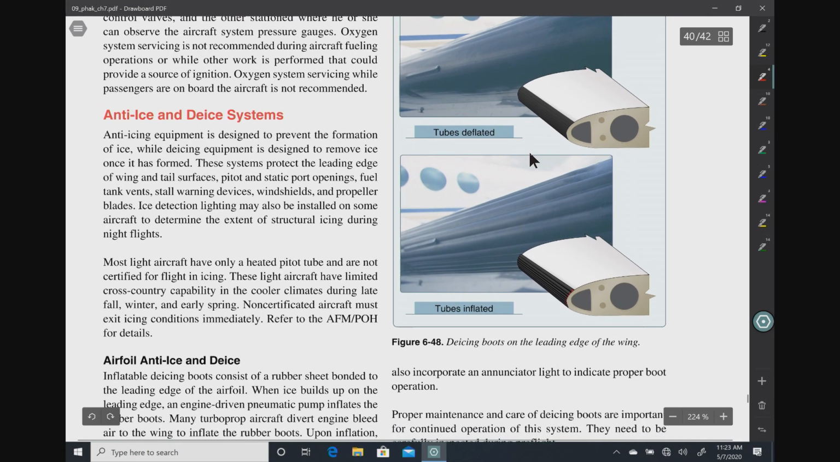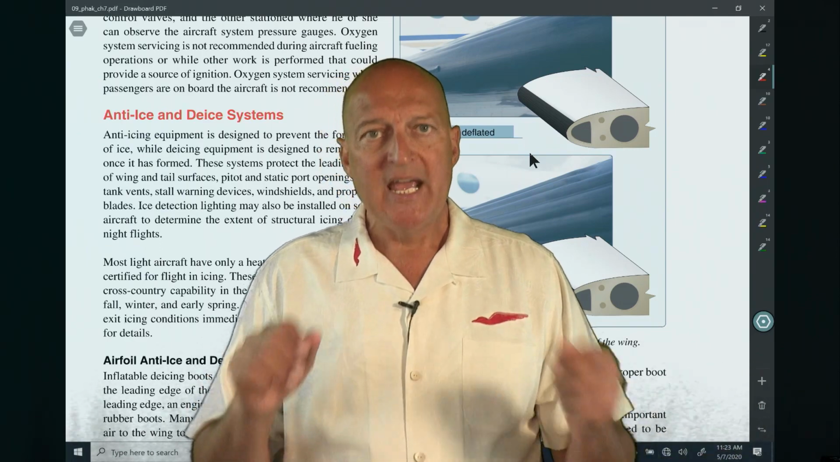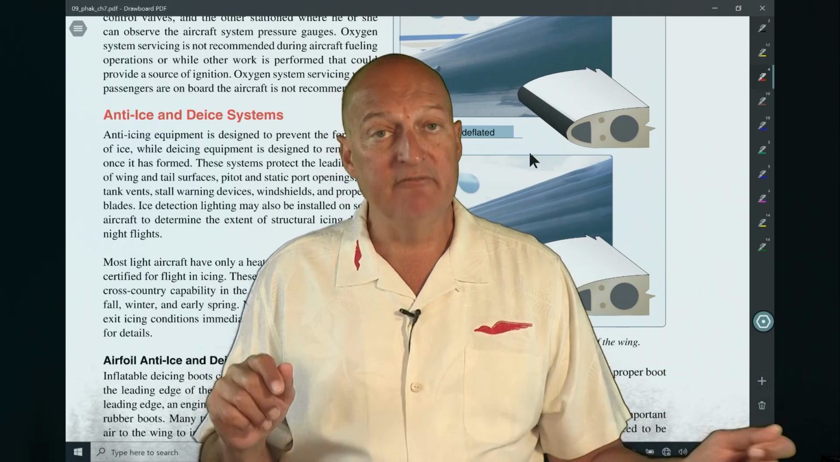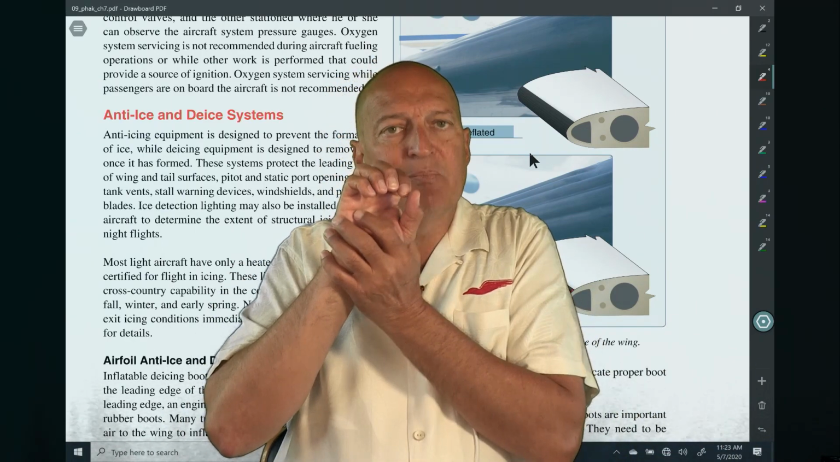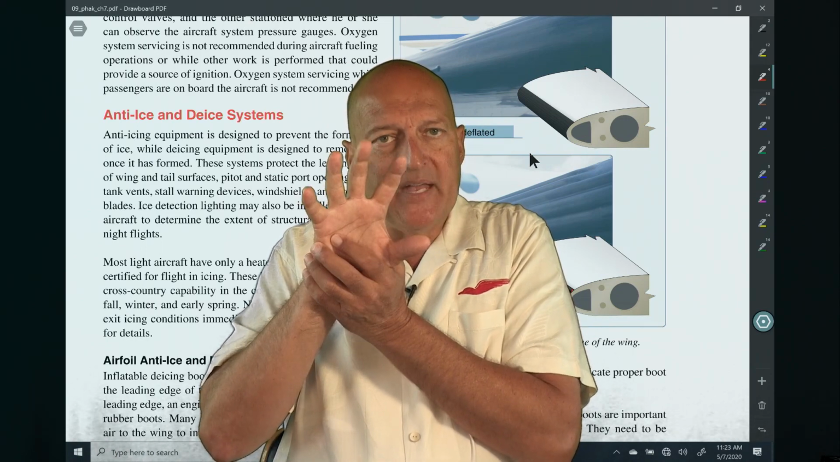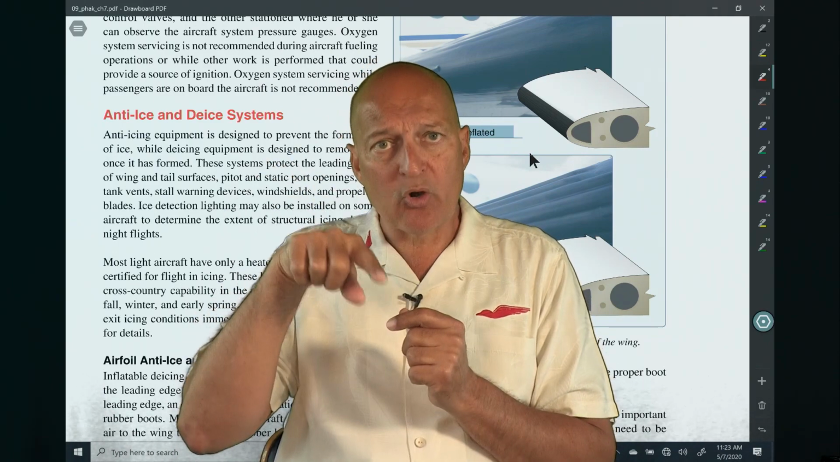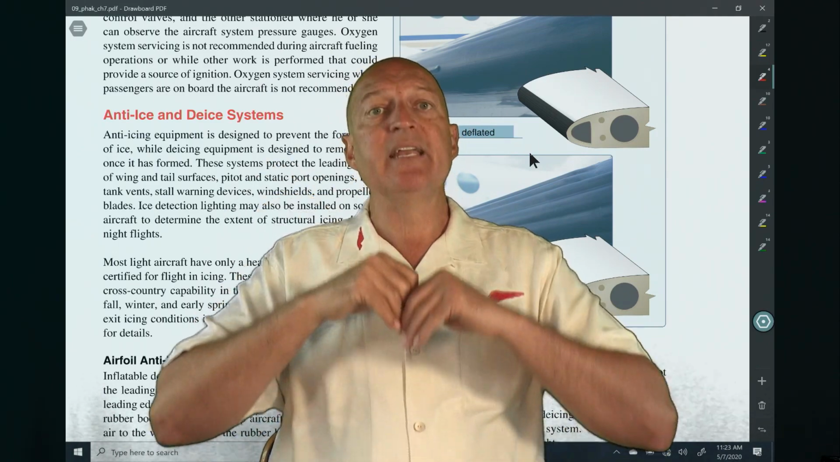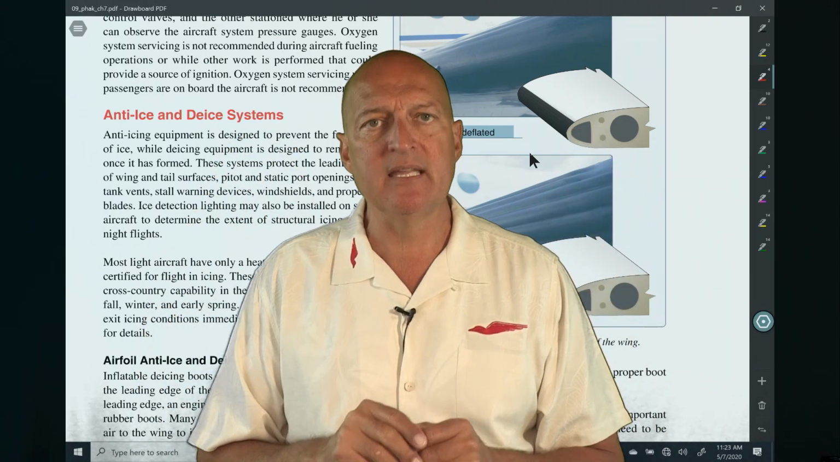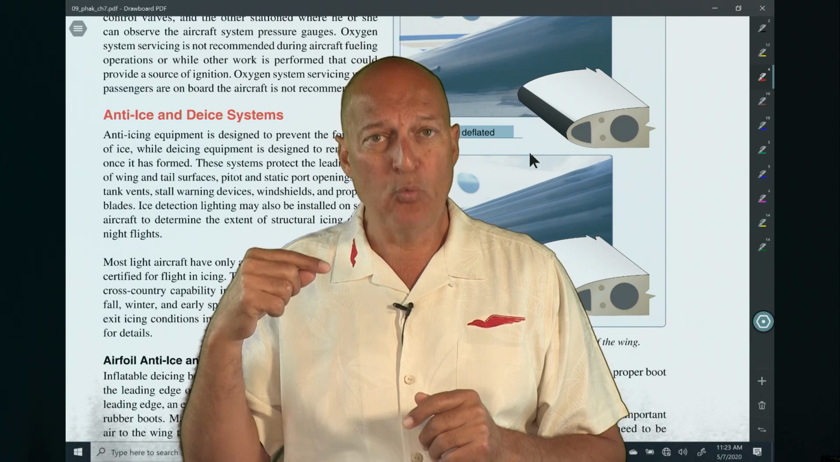And the way that works is that the pilot actually has access to a switch. And in that switch, he can say, inflate this system. So those bladders inside that rubber leading edge, they blow up. And when that blows up, it pops that ice that has formed on that leading edge of that airplane, and it sheds it back behind the airplane. That keeps the air flowing the way that it needs to over the wings.